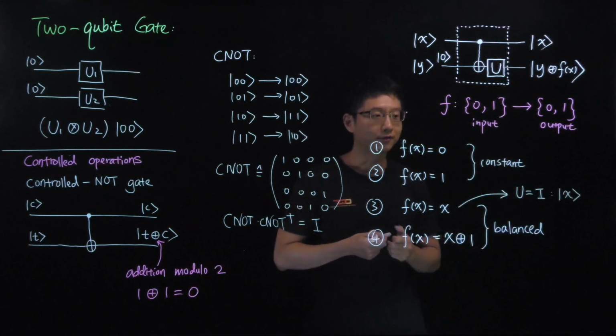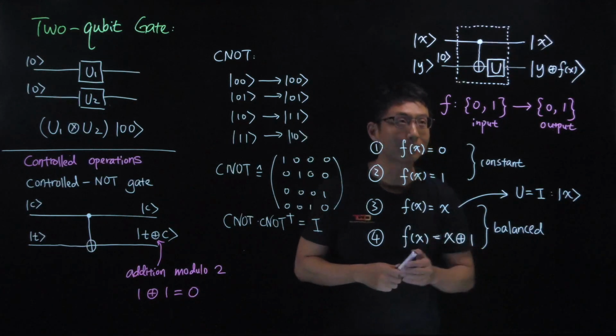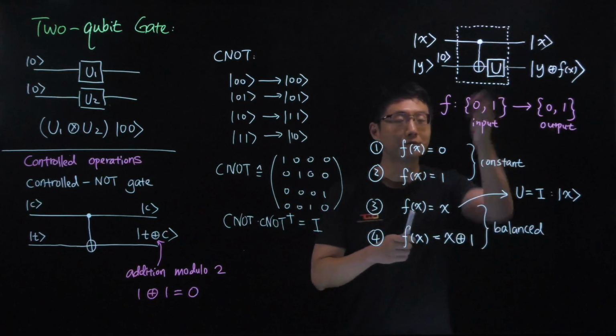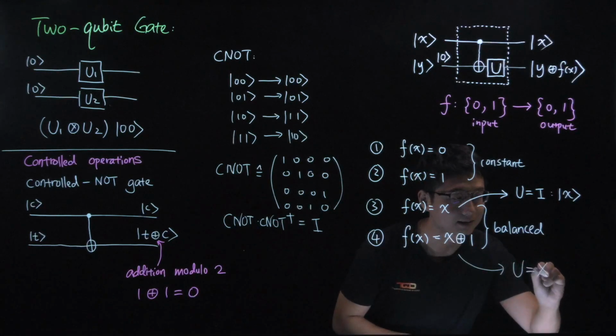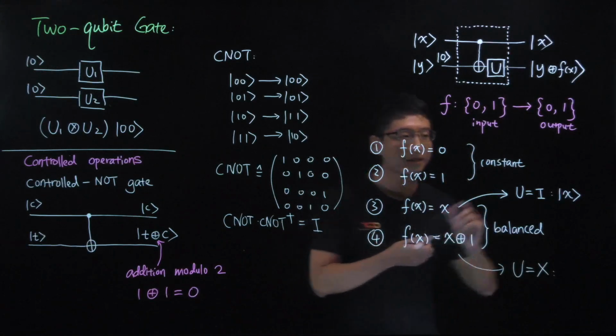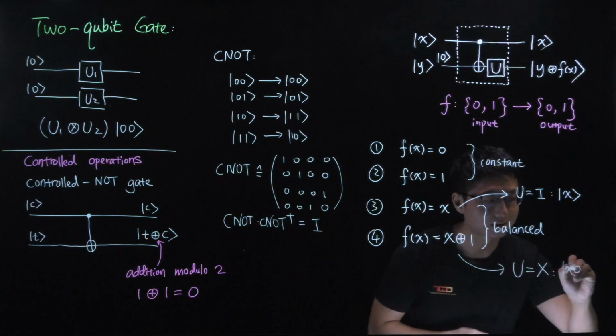So the output will be x over here. And finally, in order to evaluate the function of this fourth type, what we will have for the U is to set it as the X gate, which flips the state of the target qubit one more time, and hence the x is turned into x plus 1 modulo 2.